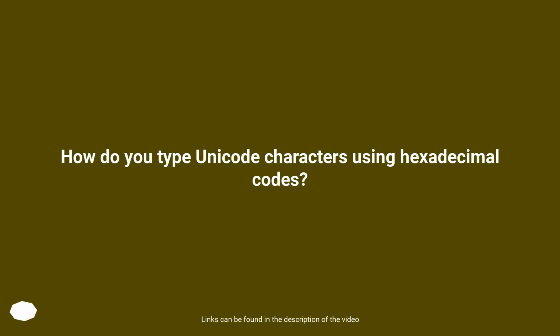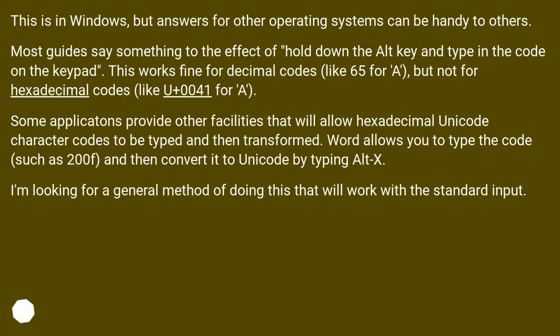How do you type Unicode characters using hexadecimal codes? This is in Windows, but answers for other operating systems can be handy to others. Most guides say something to the effect of hold down the Alt key and type in the code on the keypad. This works fine for decimal codes, like 65 for A, but not for hexadecimal codes, like U+0041 for A.